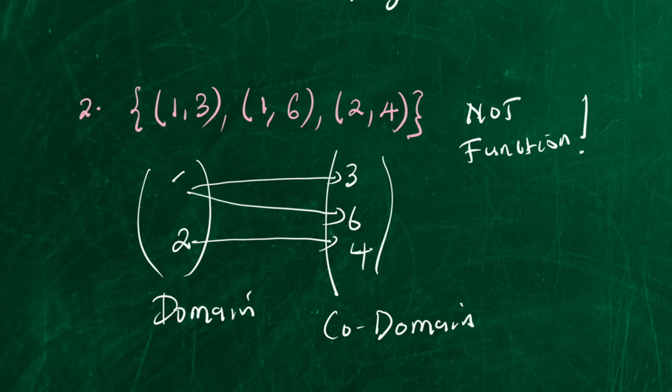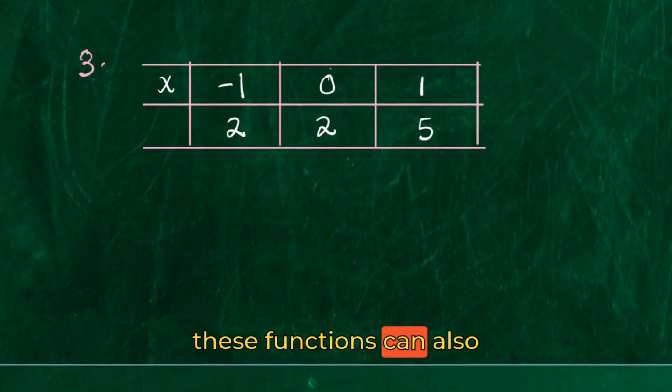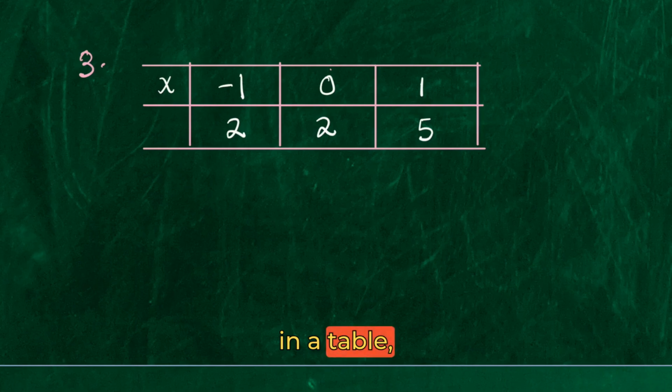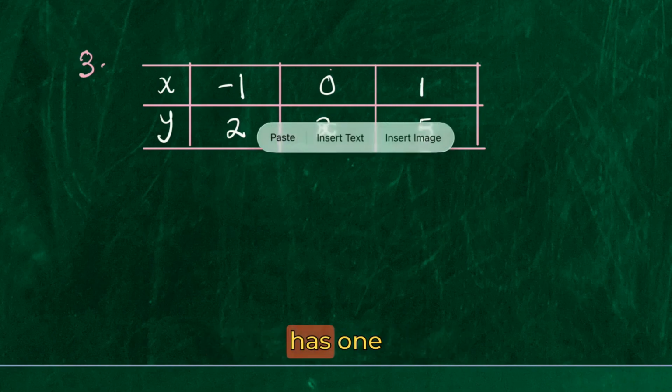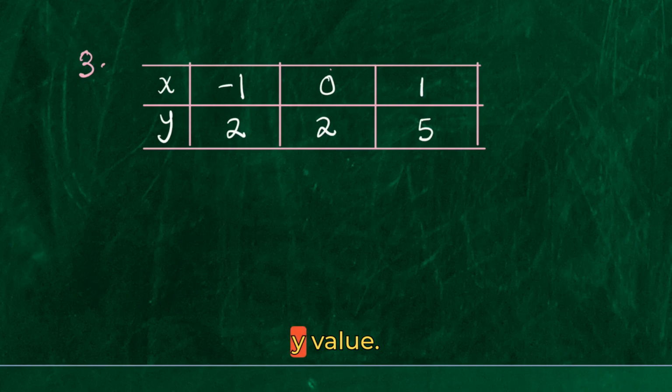Now in the same way, these functions can also be represented in a table, right? This we normally call a table of values. So you can see that every input here, every x value, has one y value. -1 produces 2, 0 produces 2, and 1 produces 5. So it is a function.